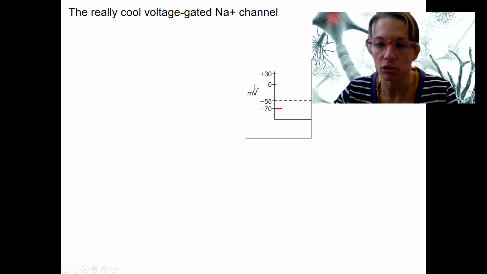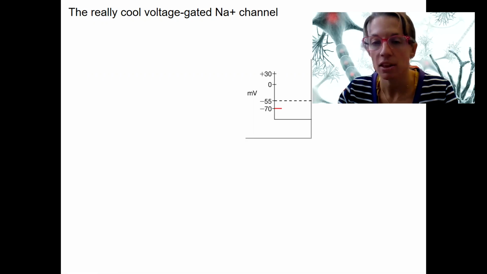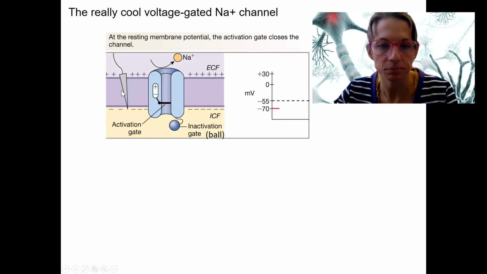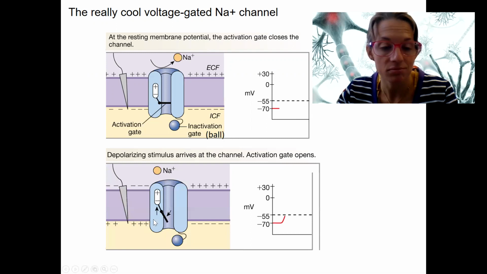Here is that same kind of graph, millivolts on the x-axis. This would be time. And at rest, and then here's our threshold, minus 55. At rest, what is the voltage-gated channel like? It's closed. This is what it looks like when it's closed. When we reach threshold, it opens. That's it. It opens.